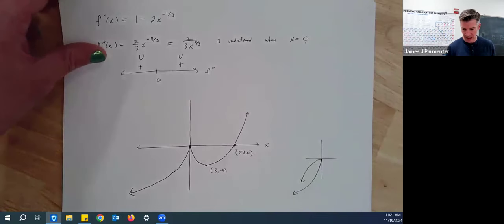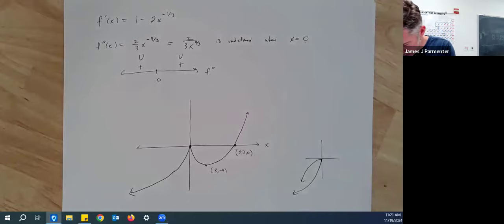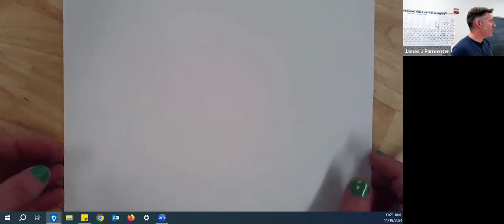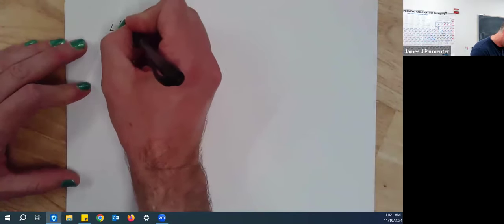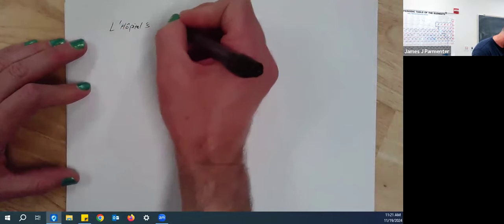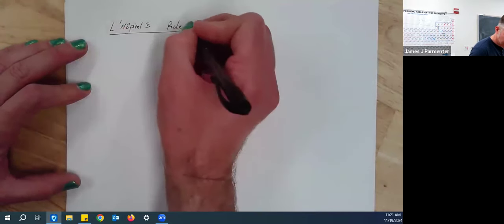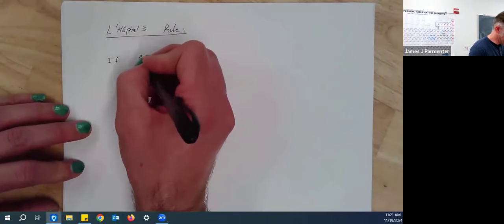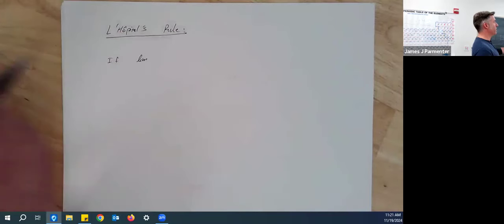All right, let's go ahead and look over here. The nice thing about L'Hopital's rule is you're not really having to learn any new methods of doing things. You're just taking skills you already have and applying them in a new direction. So L'Hopital's rule says the following. It is about limits. L'Hopital's rule is only about limits. It's not about doing anything else. It's about how we evaluate a limit.